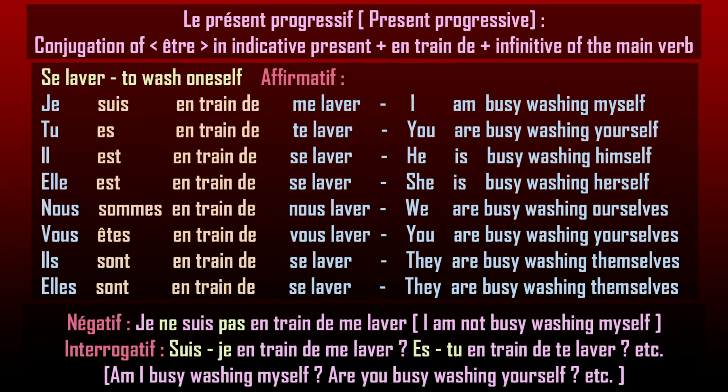Tu es en train de te laver. You are busy washing yourself. Or you are washing yourself right now. The conjugation goes on like this till elles sont en train de se laver. They are busy washing themselves, or they are washing themselves right now. This is the affirmative conjugation. Making negative, we add ne after the subject, pas after the auxiliary verb être.